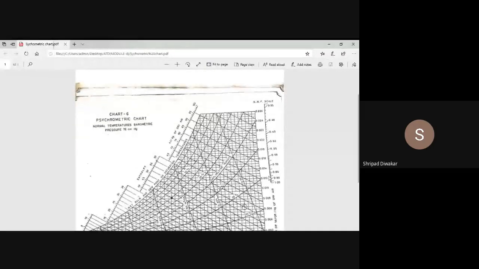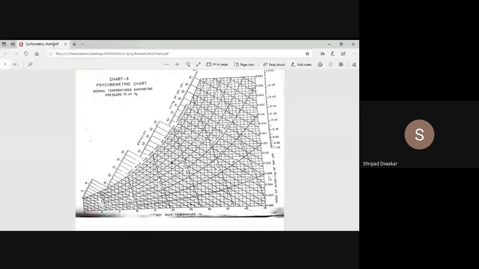Okay, guys, I'll explain with one problem. They give two values: a dry bulb temperature of 20 degrees Celsius and a wet bulb temperature of 10 degrees Celsius. Like that, they will give it in the problem.